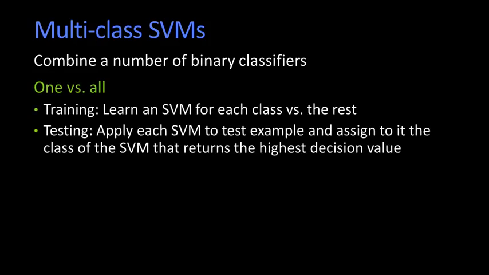One thing you can do is called one versus all. You can train the A's versus not A's, and the B's versus not B's, and the C's, you get the point, right? And then at testing time, you apply all of these machines, and you assign it to the SVM that is, it's actually interesting, we haven't talked about this.